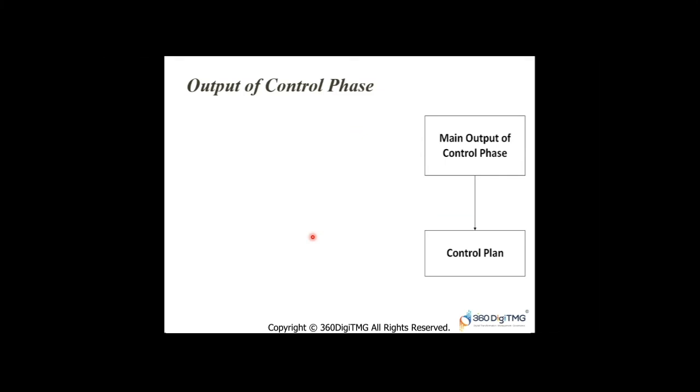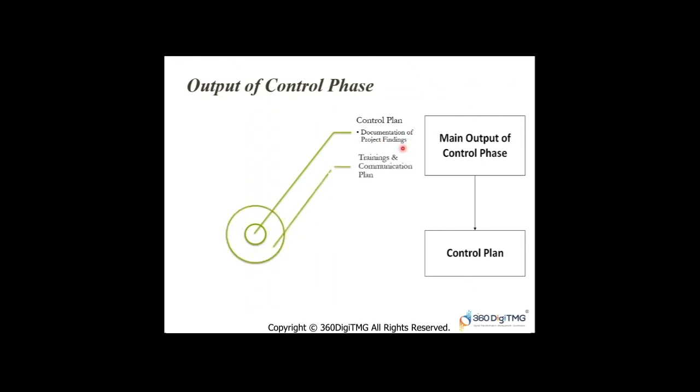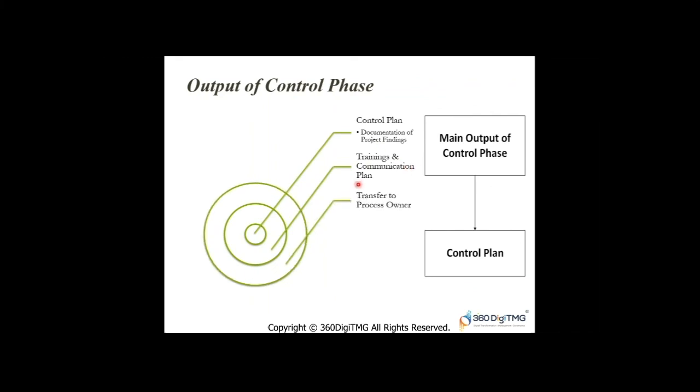Finally, we come to the outputs. The key output of the control phase is the control plan. However, there are a lot of other outputs also, right? But in the control plan, you have the documentation of the project findings. Along with that, you also have the training and communication plan, which is another output of the control phase. And you transfer the improved process to the process owner.